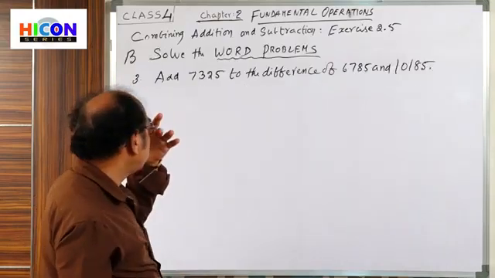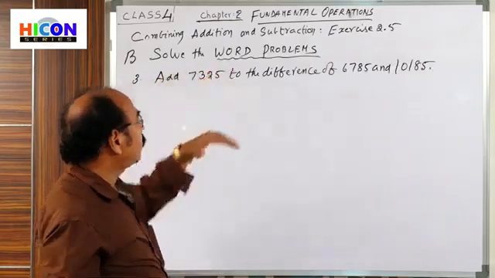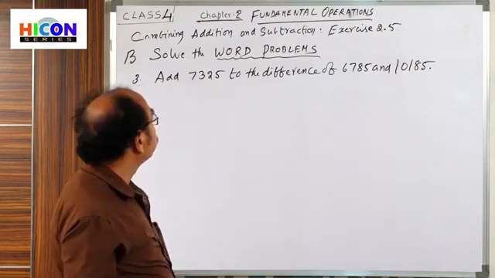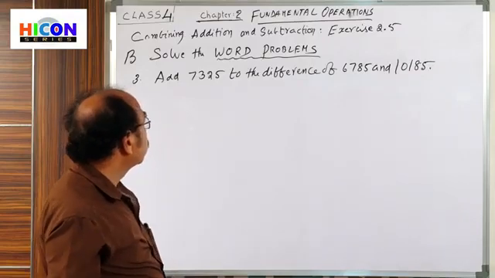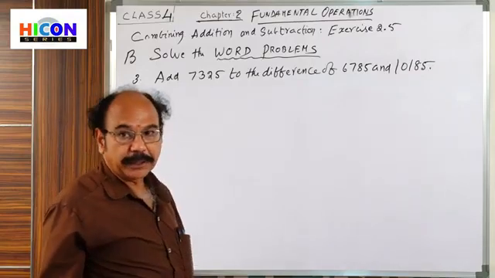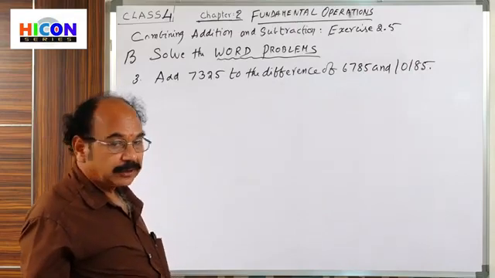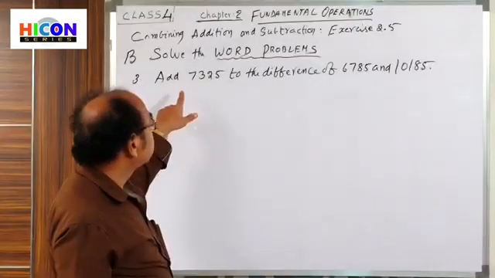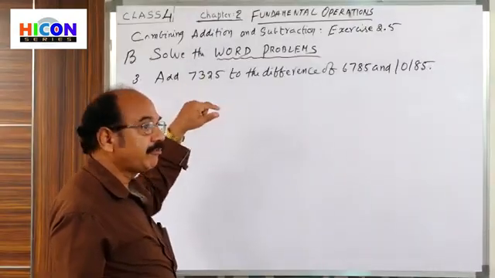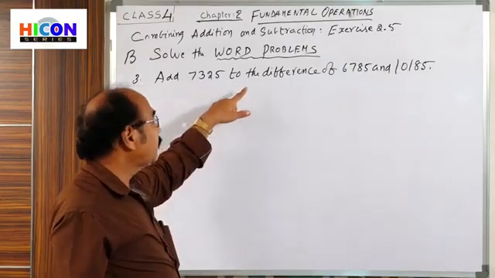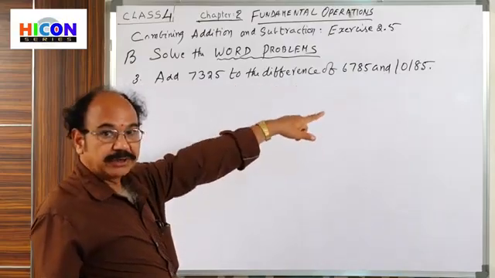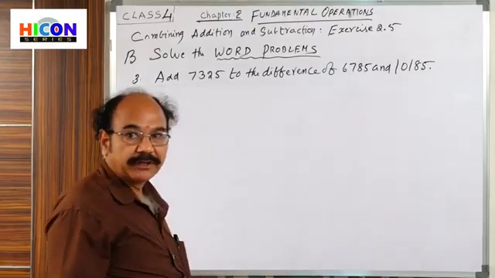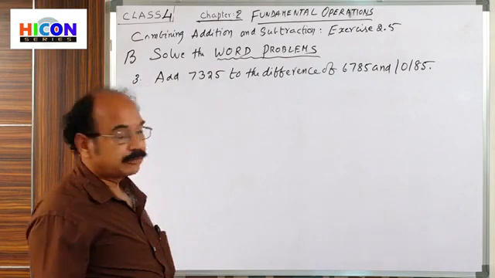Children, now in this section, we are going to solve the word problems. Here in solving these word problems, we show the combination of addition and subtraction. What is the question here? Third question. Add 7,325 to the difference of 6,785 and 10,185. That is the question.